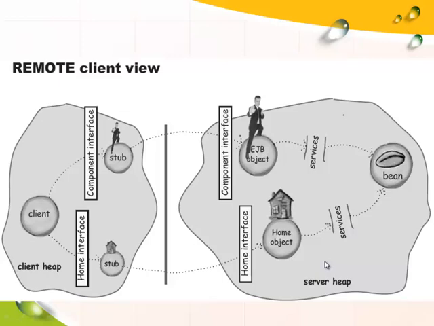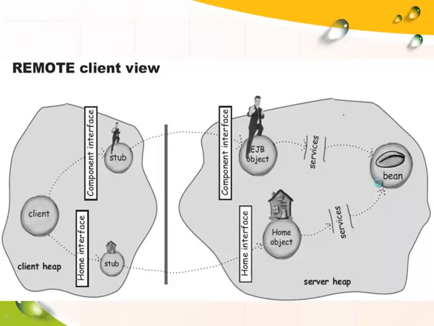Now, if it is a remote client, then by now we are already familiar that for a remote client, we need a component interface that is taken up by the stub. It takes the request from the client and then proxies it to the remote object, that is the EJB object. EJB object in turn delivers it to the bean. This is the case where we have the client at the remote location.